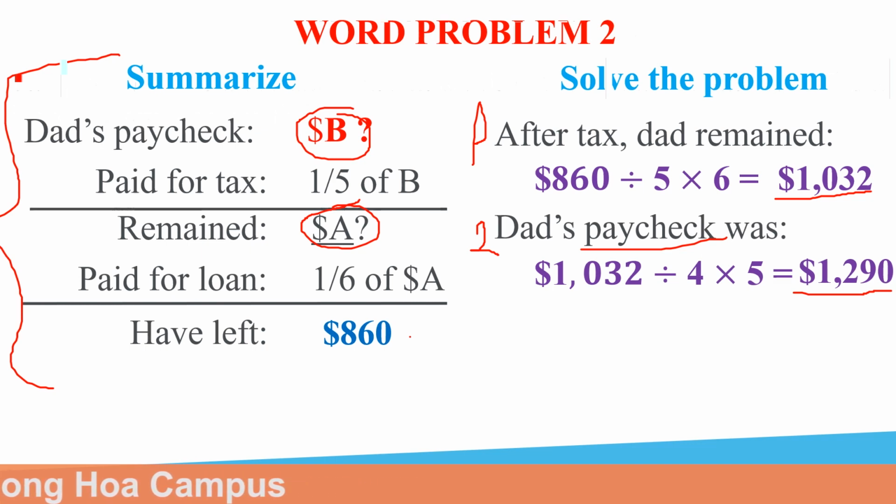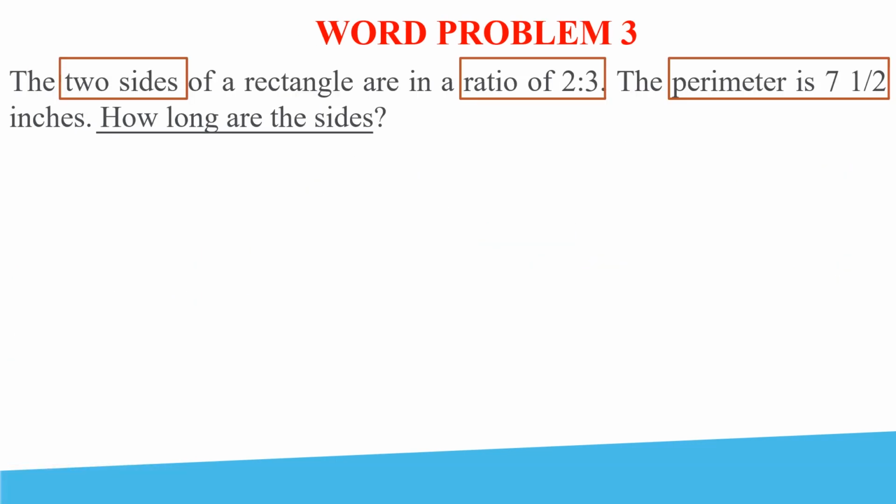Now our last problem, number 3. So the two sides of a rectangle are in a ratio of 2 to 3, and we have the perimeter, which is 7.5 inches. Now we need to find how long are the sides. How do we do that?